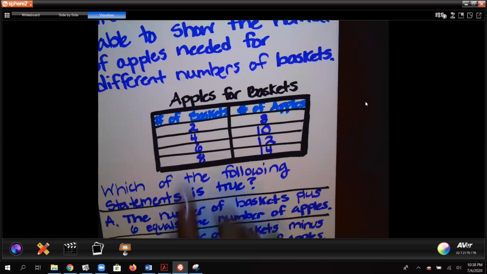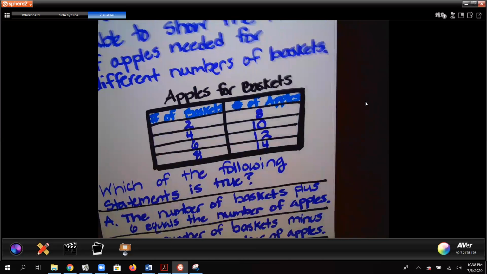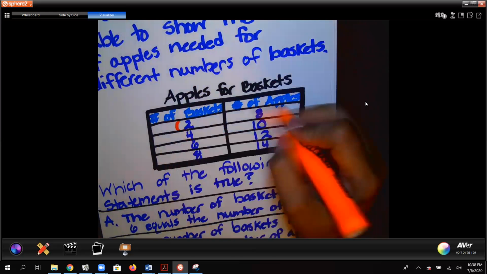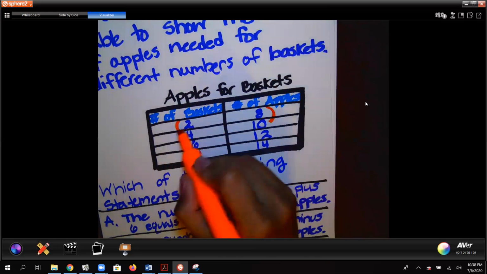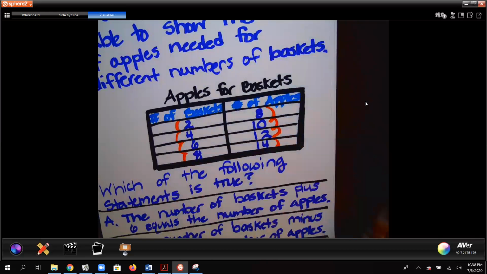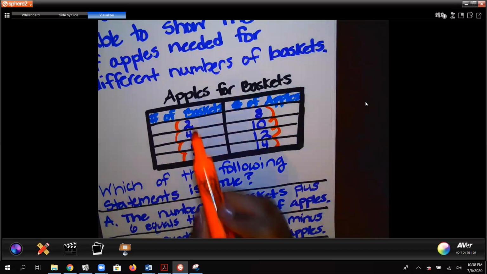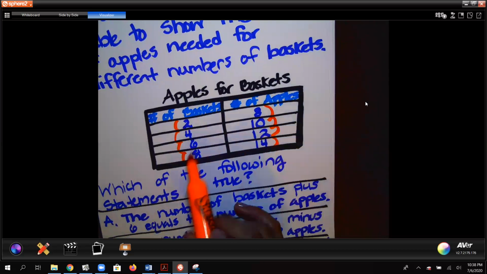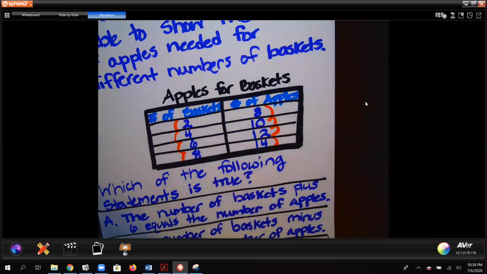Now, remember we learned about the number pairs. These are number pairs. I'm just going to put these parentheses, because remember, a pair has two. Those are all number pairs. Okay, and so we're looking at from 2 to 8, from 4 to 10, from 6 to 12, from 8 to 14. What is the rule? What happened with each one? Well, what is happening to the numbers?